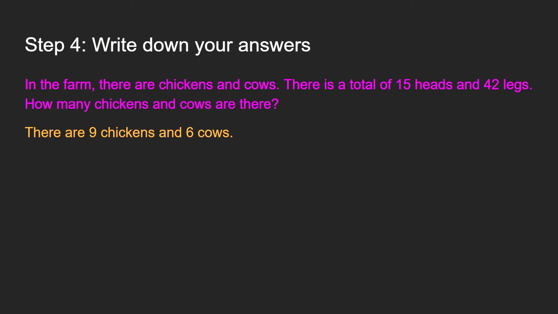interesting question, I would say, because when you look at it, it looks like no method that we have learned before can solve this question. What model method and what ratio method? There's no ratio or whatever. So that's the beauty of guess and check.